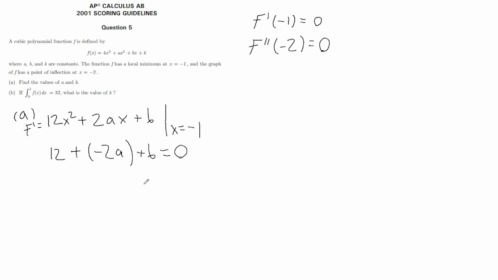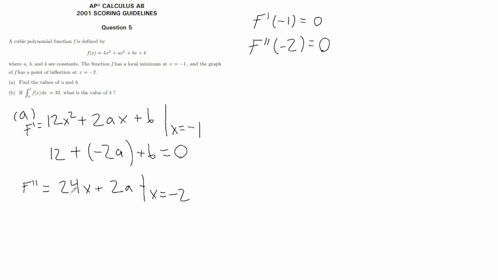We need another equation. So that's where we find f double prime, plug in -2, and set it equal to 0. So now let's find f double prime. We take the derivative of f prime, and that's going to be equal to 24x plus 2a, because the 12x squared becomes 24x, and the 2ax becomes 2a. And then b is a constant, so that's going to be 0. And now we can plug in x equals -2 and set it equal to 0.